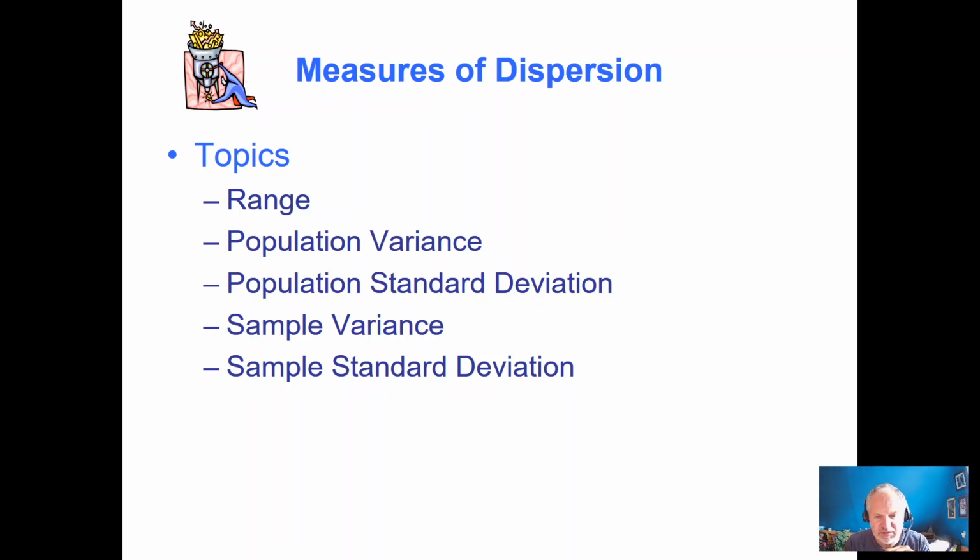Okay, so today's class is measures of dispersion, and the topics that we'll be covering are the range, population variance, population standard deviation, sample variance, and the sample standard deviation.